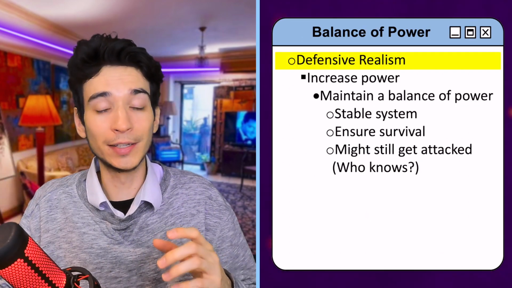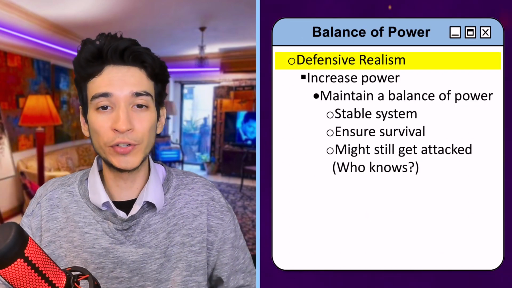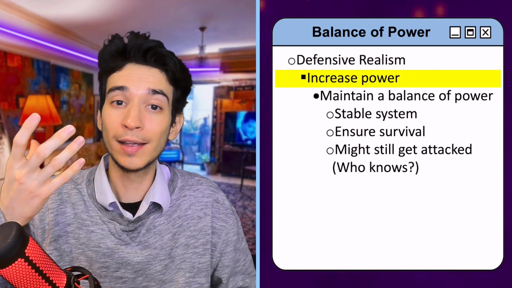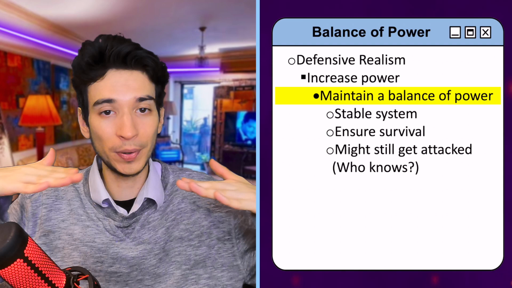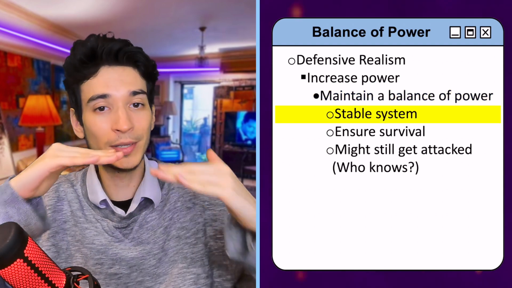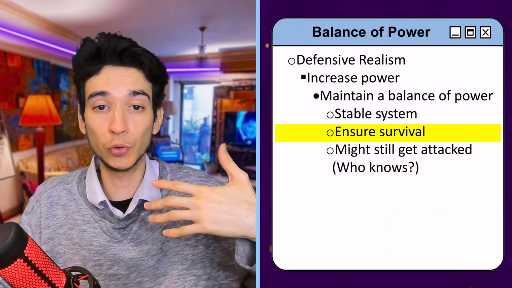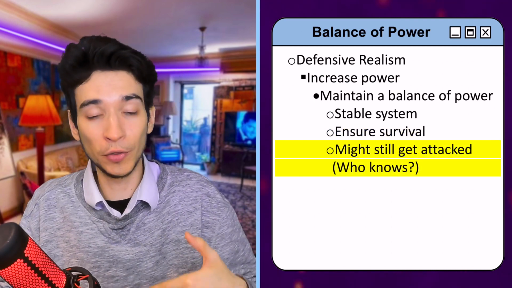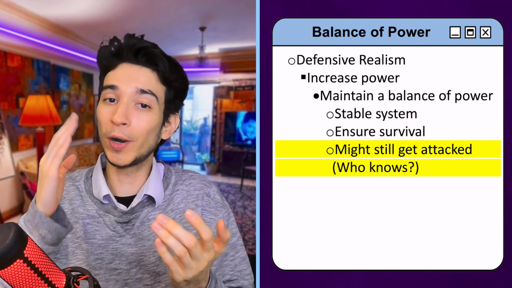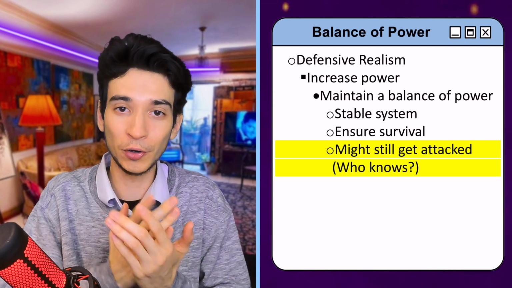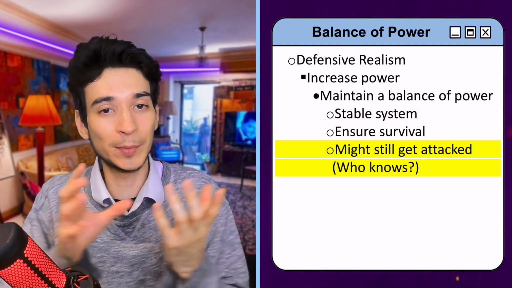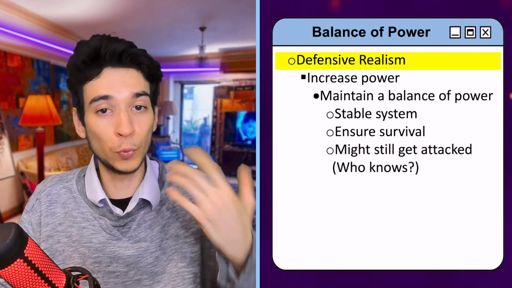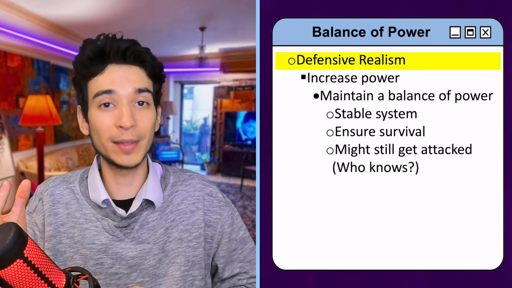And then there is the defensive realist approach, in which a country will instead increase their own power in order to maintain a balance of power. That way the system is stable and it tries to ensure its own survival. However, you might still get attacked by other countries, who knows, since you are not the strongest of all the countries, but rather you are similar in power as the others. This, of course, has its own risks, but it can also bring stability.